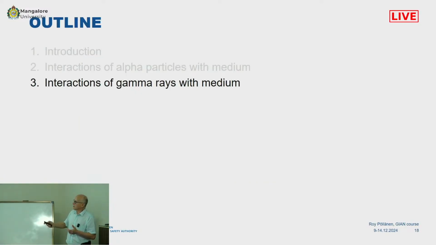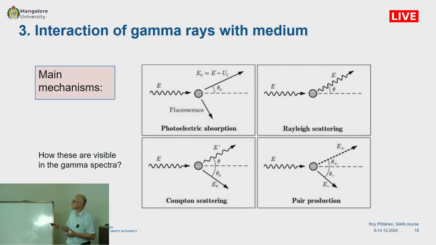All right, let's go through gamma ray interactions. Okay, these are the main mechanisms: photoelectric absorption, Compton scattering, and pair production. There is also Rayleigh scattering, but it's not very significant. So how are these visible in the gamma spectra? Let's see.